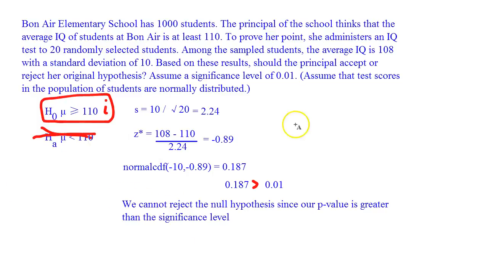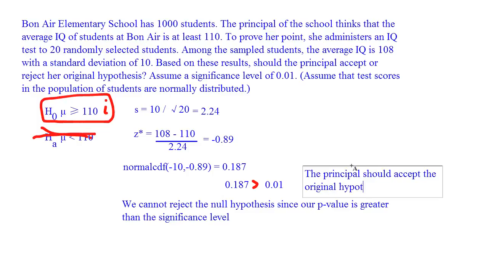Okay, and here's how it's going to look. Okay. All right, we cannot reject the null hypothesis since our p-value is greater than the significance level. Okay. Now, we would also use that in context of the problem. So based upon these results, should the principal accept or reject her original hypothesis? The principal should accept the original hypothesis.